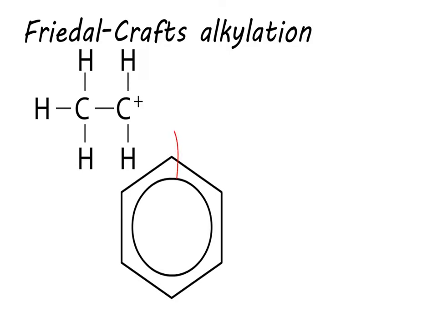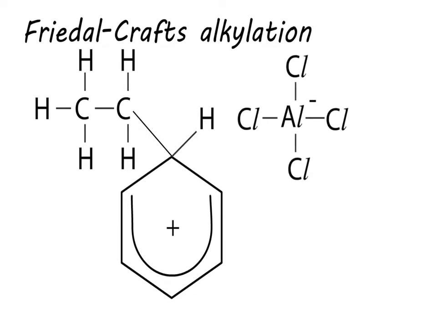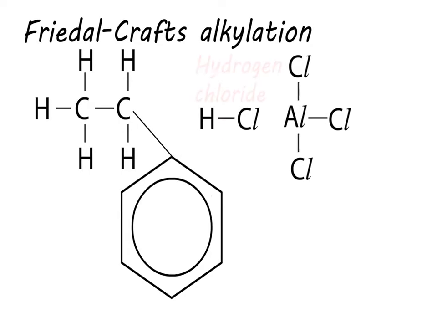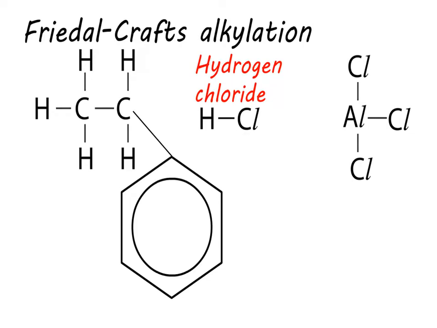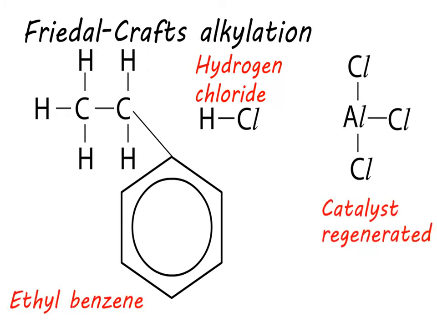A pair of electrons from the benzene ring are attracted towards the positively charged carbocation, creating an intermediate with a positive charge within the ring. A pair of electrons making the carbon to hydrogen bond move to restore the ring, and at the same time a bond is formed between one of the chlorines from the AlCl4- ion and the hydrogen. Hydrogen chloride results as one of the products along with the substituted benzene, in this case ethylbenzene. The halogen carrier catalyst is regenerated.